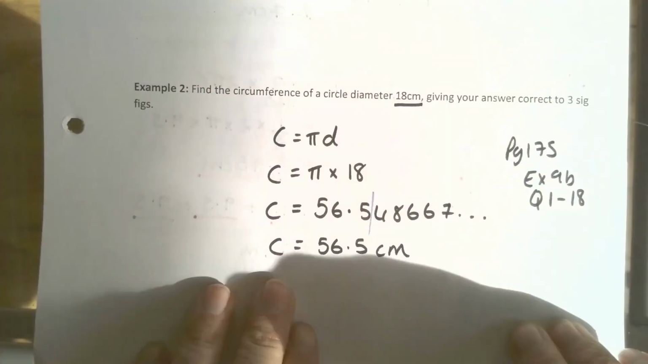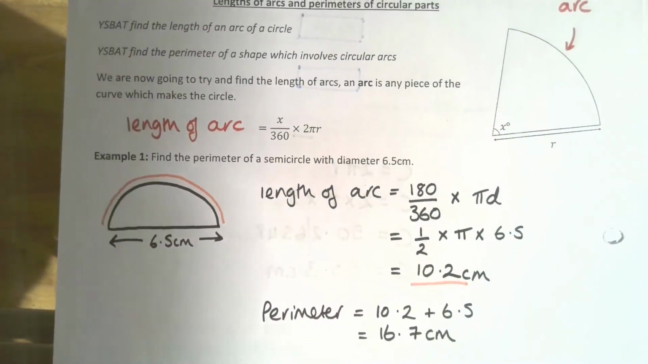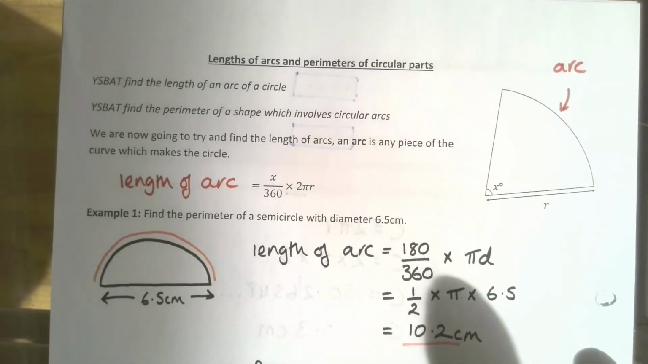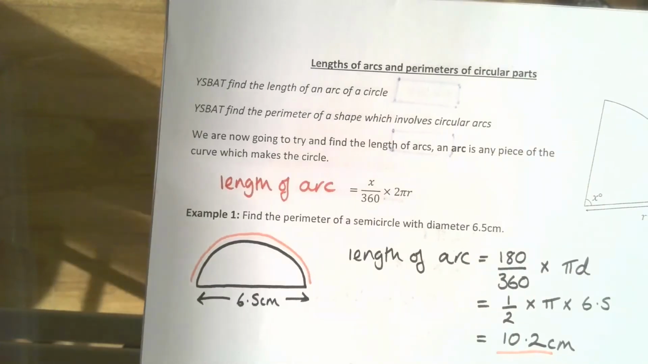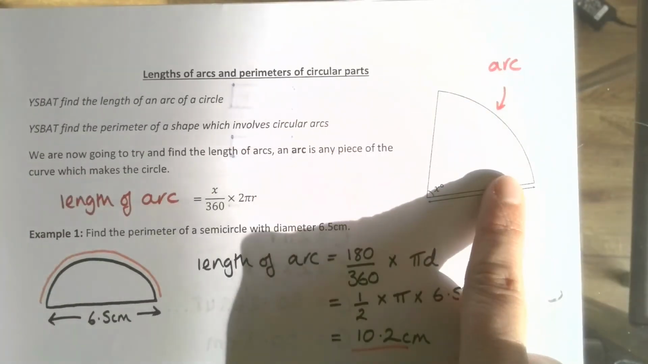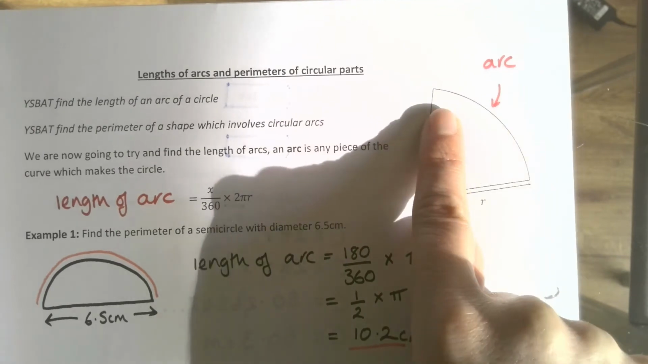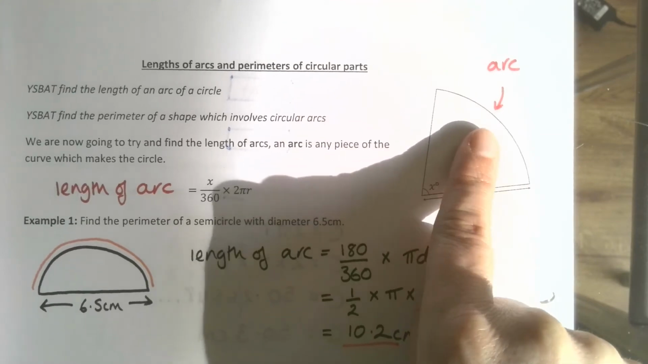Okay, let's look at the next page in our notes. Hopefully you're following along with your notes. So the next thing, once we did circumference, was to look at what we would do if we were given part of a circle and asked to calculate different lengths and things like that. If you end up with a part of a circle like this, we would call this bit here the arc, and the arc is just a portion of the circumference.